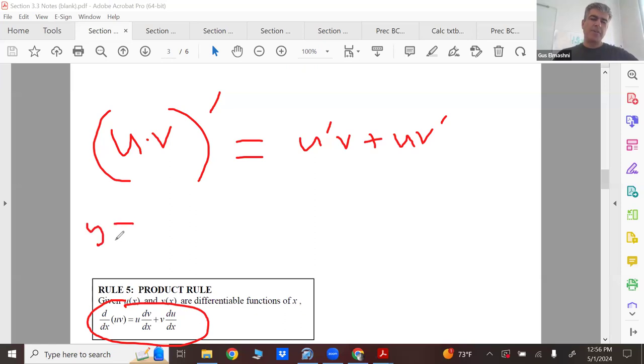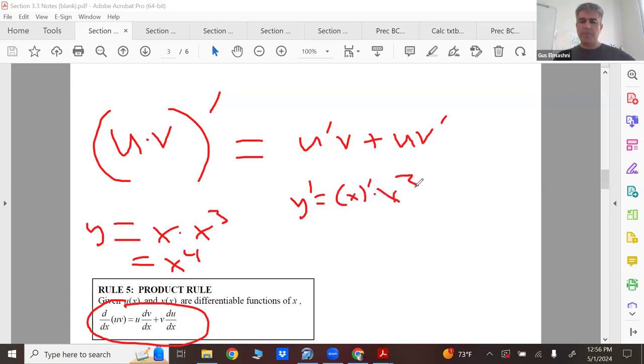Let me give you a good example. Let's say y equals x times x cubed. I know that's x to the fourth, right? I know that. I get that. But let's do this. Again, you don't have to write this down. Just watch for now.